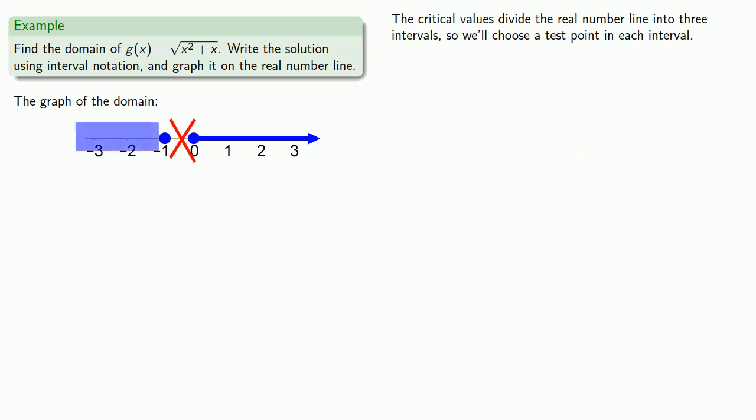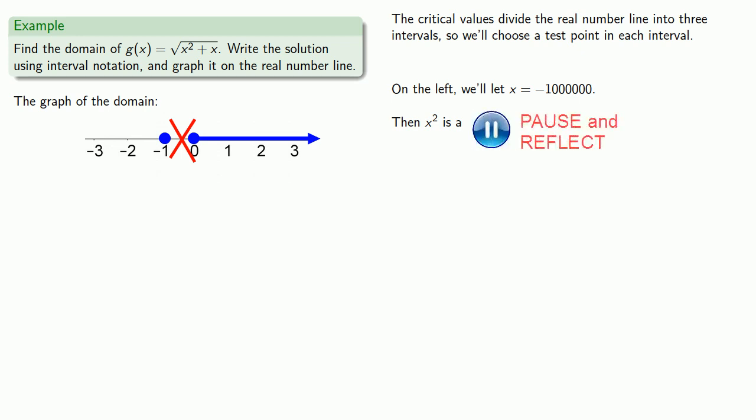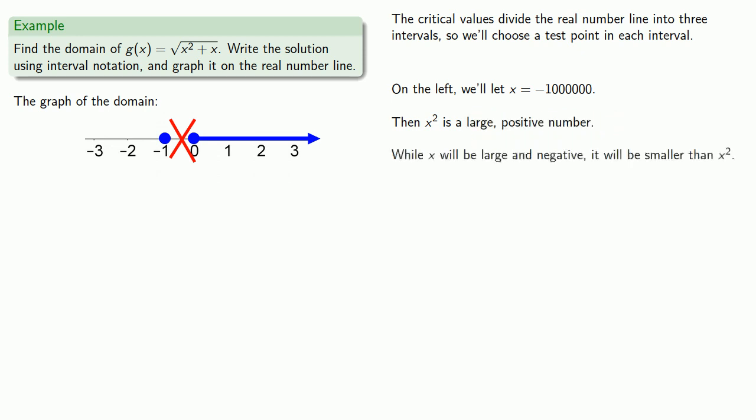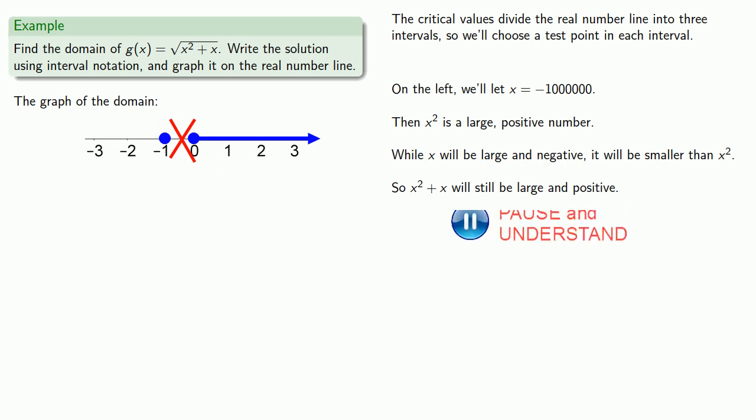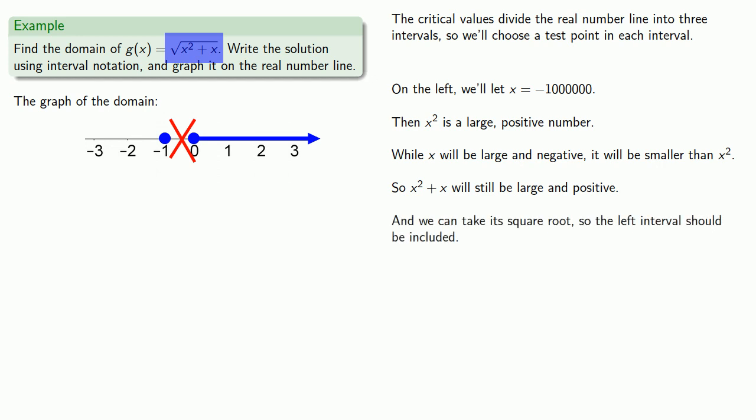Finally, in this third interval on the left, we'll let x be negative 1 million. And let's take a look at our radicand. X squared is going to be the square of a large negative number, so it's going to be a large positive number. And while x will be large and negative, it will be smaller than x squared is going to be. So that means x squared plus x will still be large and positive. And we can take its square root, so the left interval should also be included.